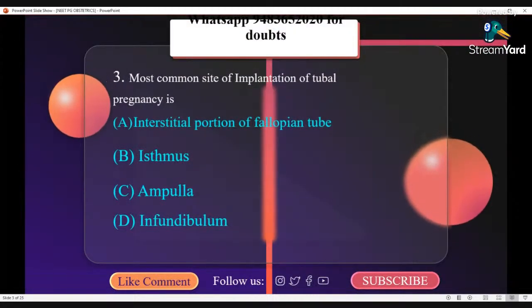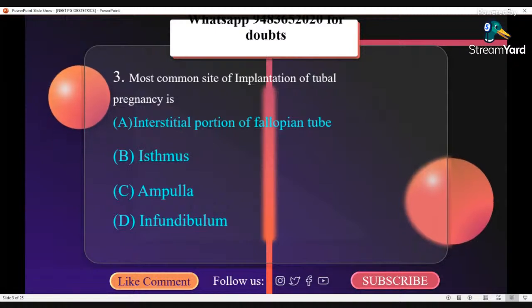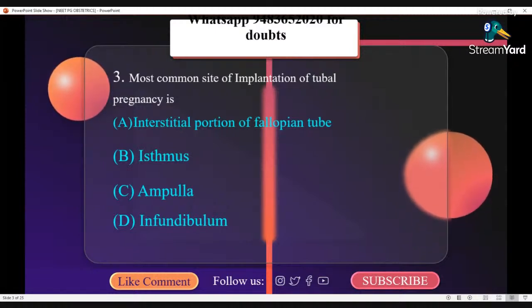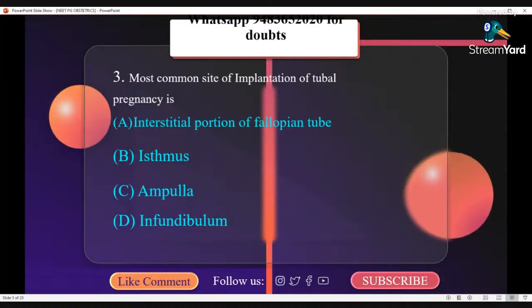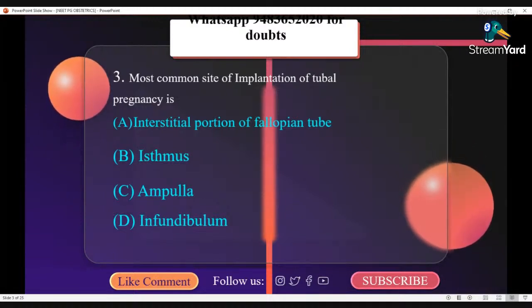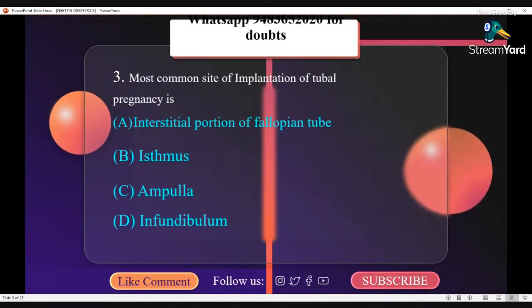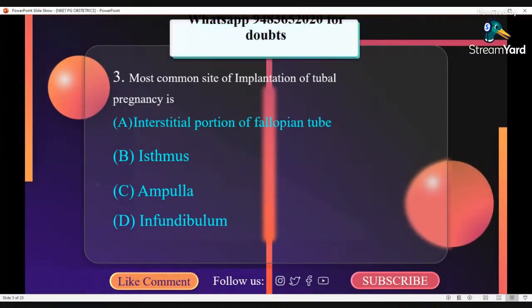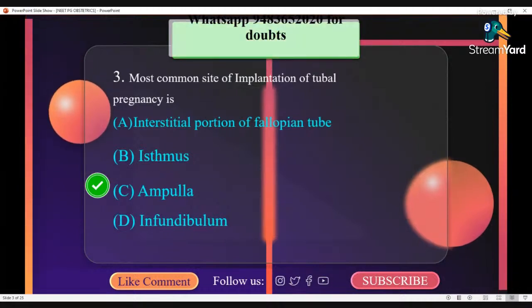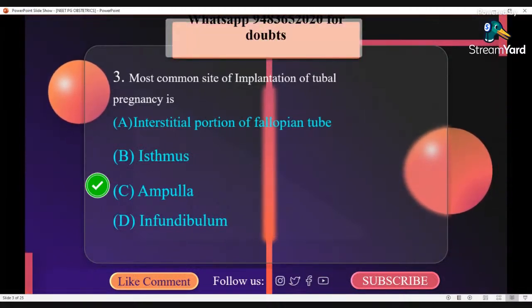Most common site of implantation of tubal pregnancy is: A, interstitial portion of fallopian tube; B, isthmus; C, ampulla; and D, infundibulum. It is definitely ampulla. Let us see what is the correct option here. It is ampulla. The most common site of implantation of tubal pregnancy is ampulla.